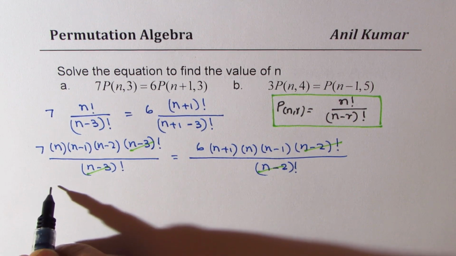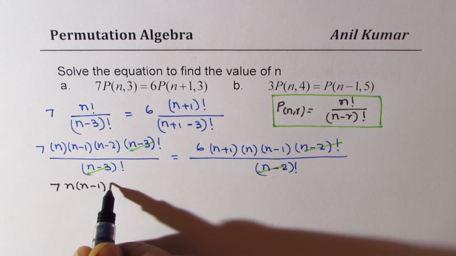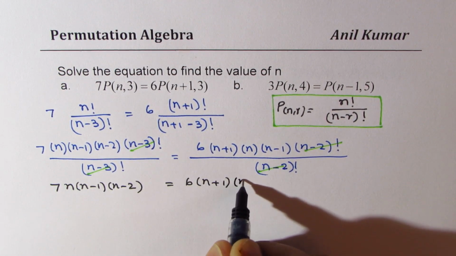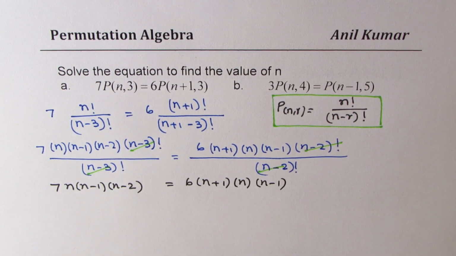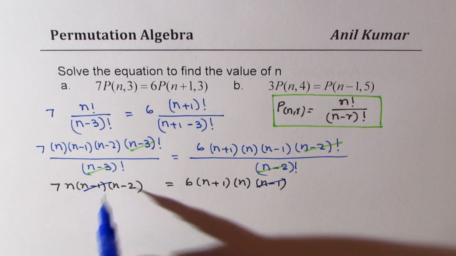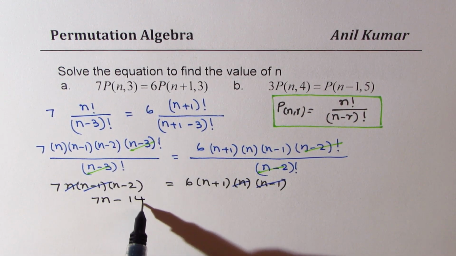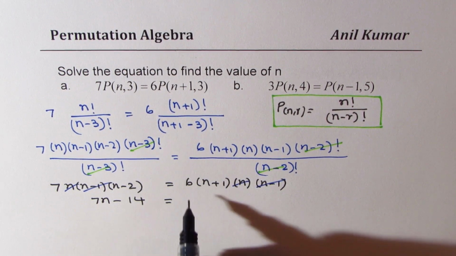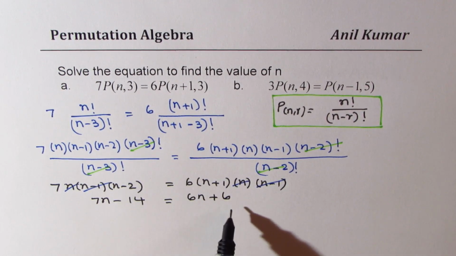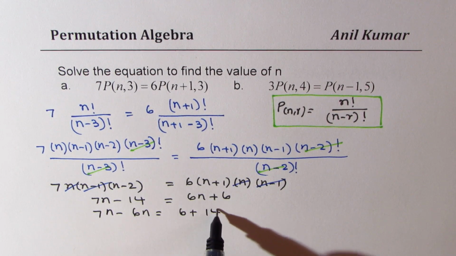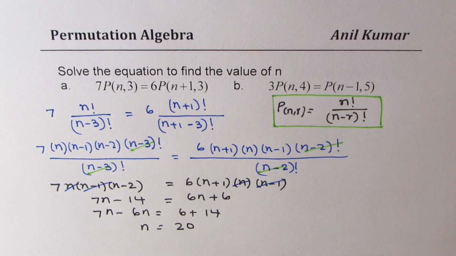So what we get here is 7n times n minus 1 times n minus 2 equals 6 times n plus 1 times n minus 1. Now here n minus 1 cancels and n also cancels. So we are left with 7 times n minus 2. So I could write this as 7n minus 14 equals 6 times n plus 1, which is 6n plus 6. Now, getting the terms together, we have 7n minus 6n equals 6 plus 14, or n equals 20, right? So n equals 20 is the solution.